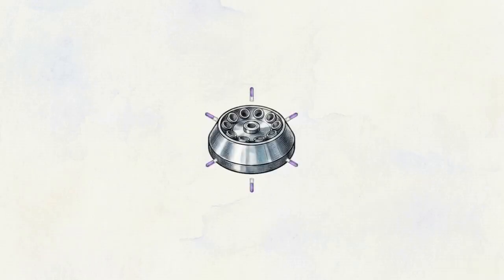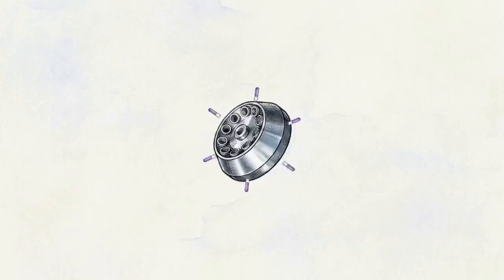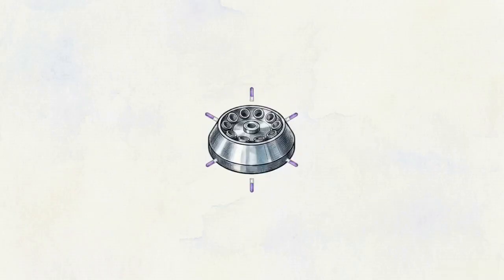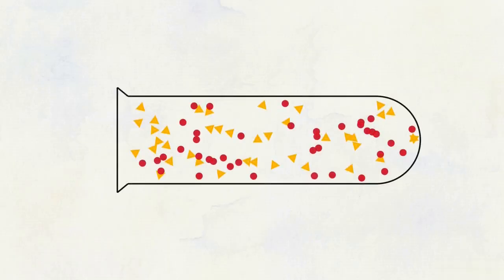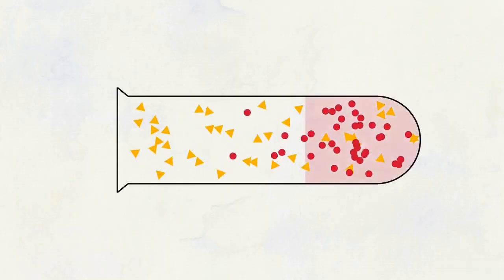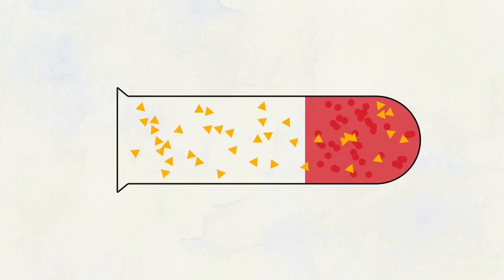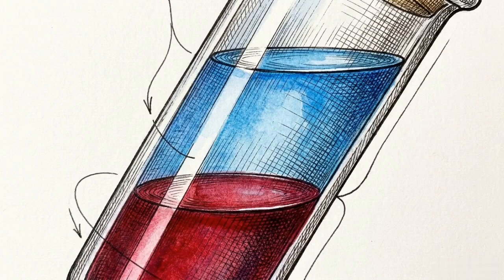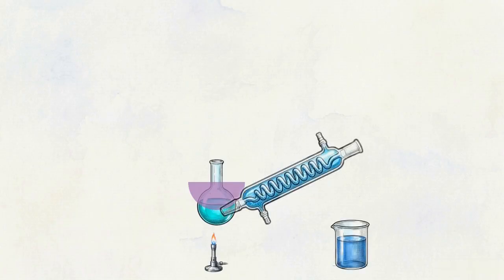When gravity isn't strong enough, we manufacture our own. By spinning the mixture in a centrifuge at high speeds, we create a powerful outward force. In a blood sample, this drives the dense red blood cells straight to the bottom, pushing the lighter yellow plasma to the top. We can manipulate density to separate a mixture, provided there is a measurable difference we can capture or mechanically amplify.